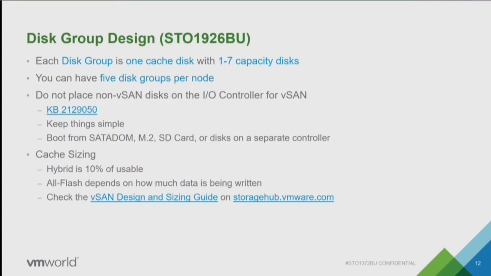Couple reasons. I/O performance troubleshooting. If you've got an extra disk in the mix that is not vSAN, that's going to make things more difficult, right? Performance reasons. You're actually going to hamstring yourself a little bit on performance if you put a non-vSAN disk on a vSAN I/O controller. You know, boot. We've got plenty of boot options, right? You don't need to boot from a disk on a vSAN I/O controller.